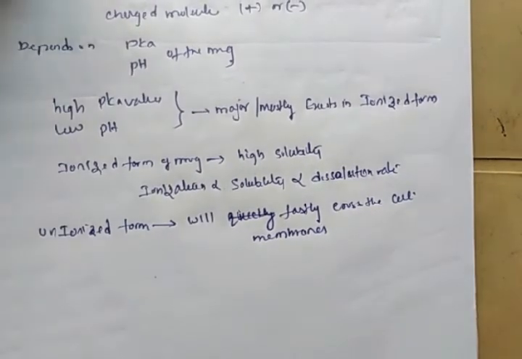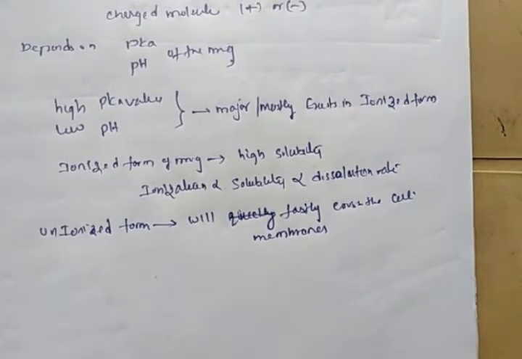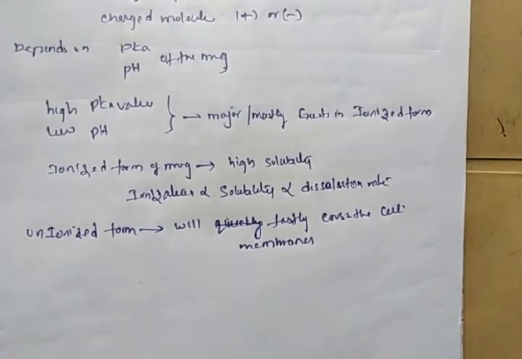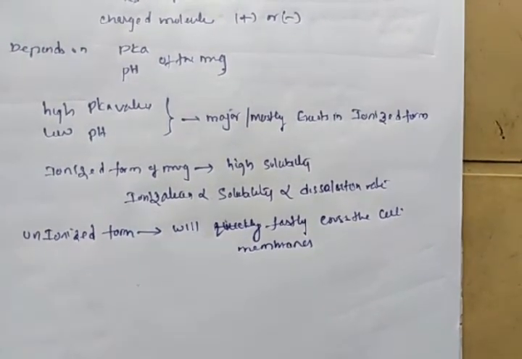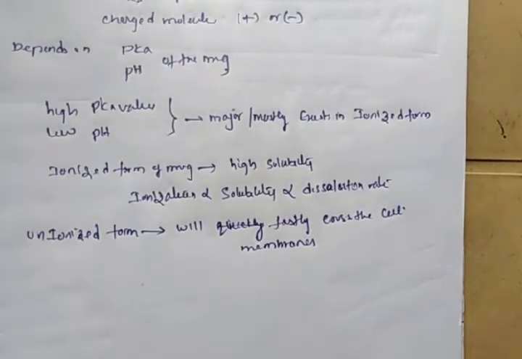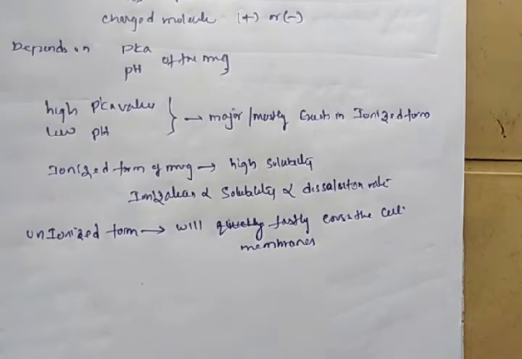So the ionized form of a drug is highly water soluble. The unionized form is lipid soluble. These two parameters, the ionized form and unionized form, are very important for absorption. They are very important for determination of absorption. Absorption majorly depends upon the concentration of the unionized form.